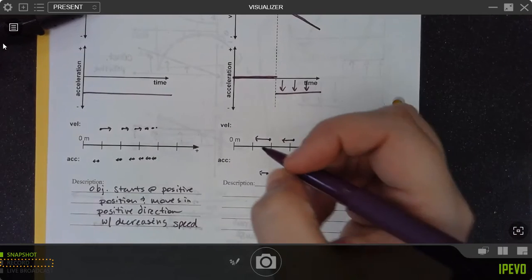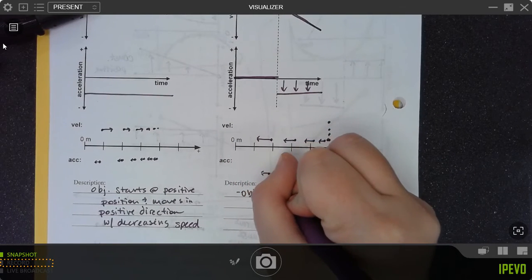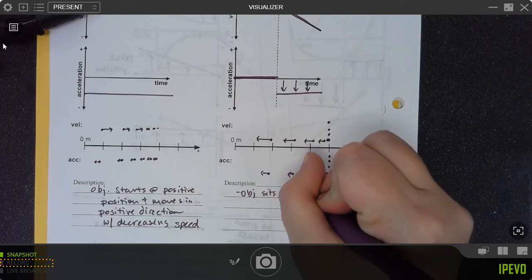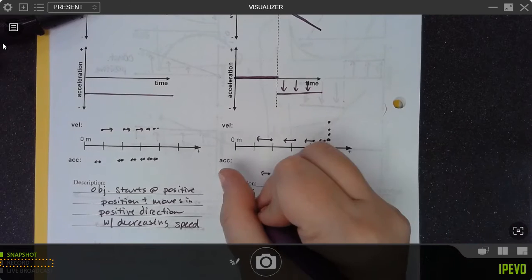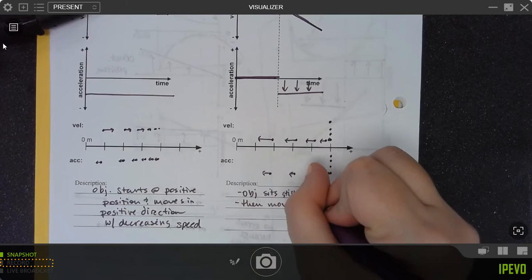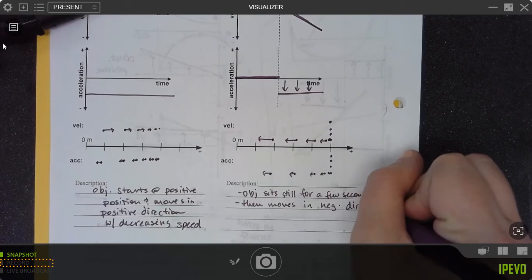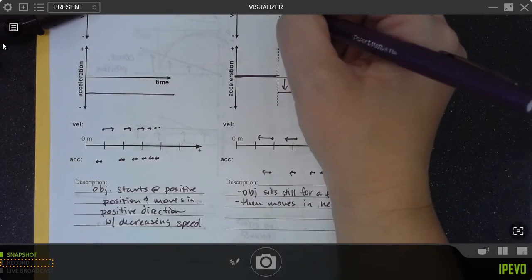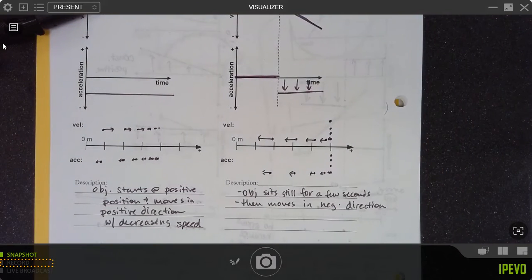For a description, I'm going to say my object sits still for a few seconds. Then moves in the negative direction. I always want to say something about direction, and I always want to say something about speed or velocity. And here I'm going to say the velocity is, you could either say increasing in the negative direction or the velocity is becoming more negative. I know it feels really awkward to say velocity is decreasing, but that would be true too.